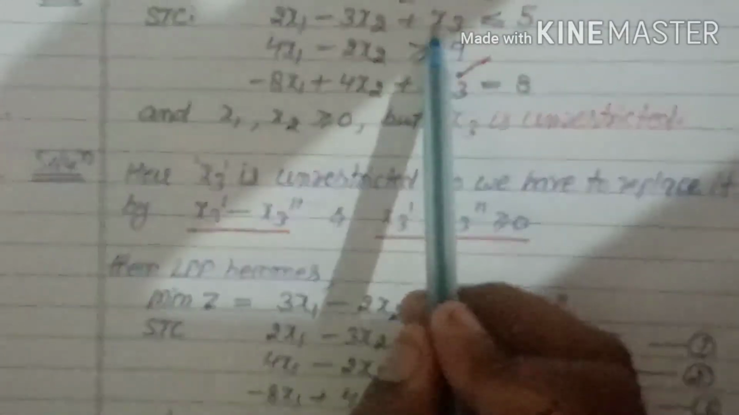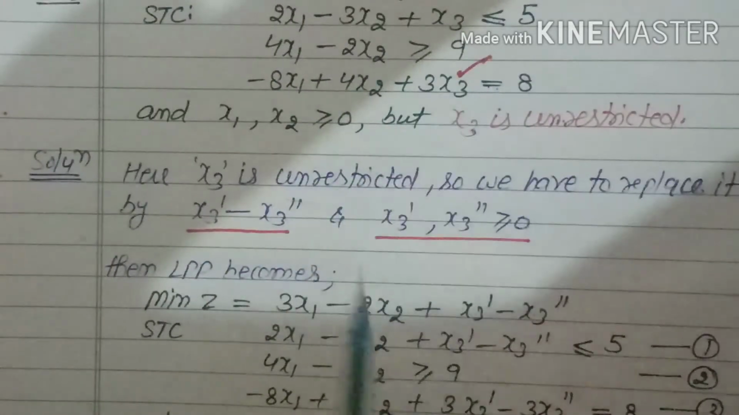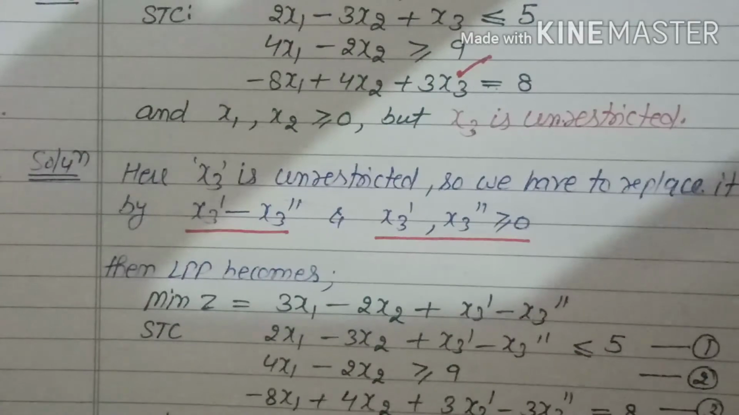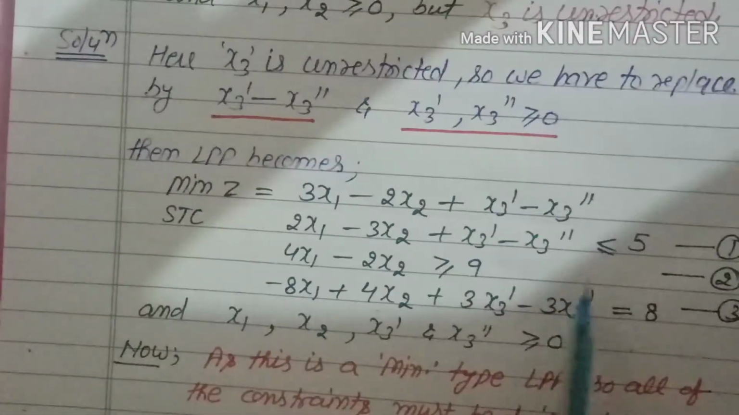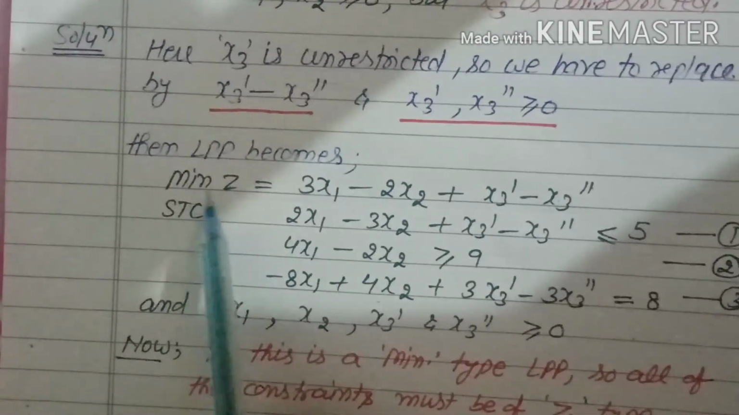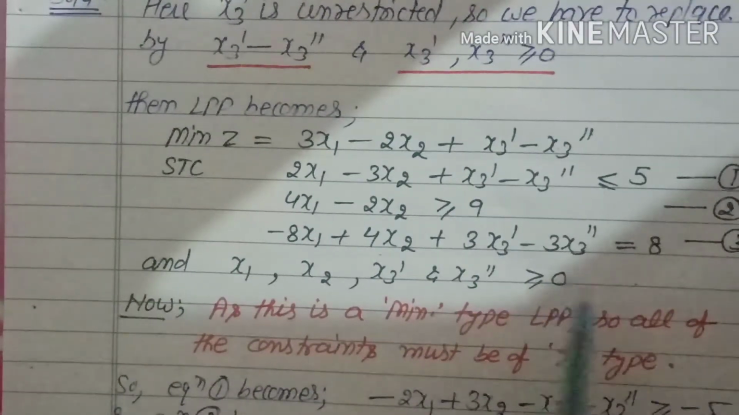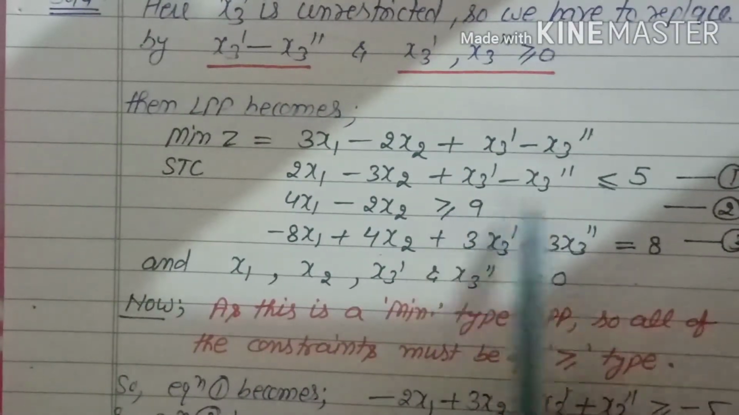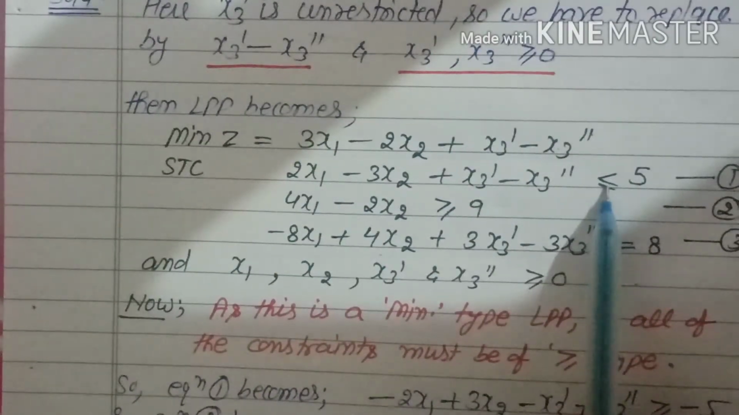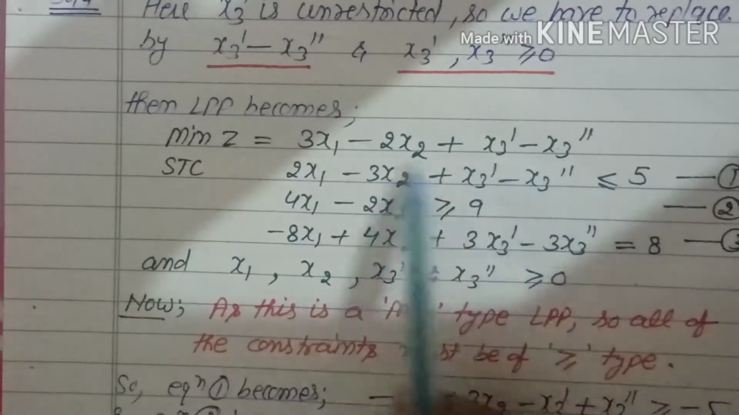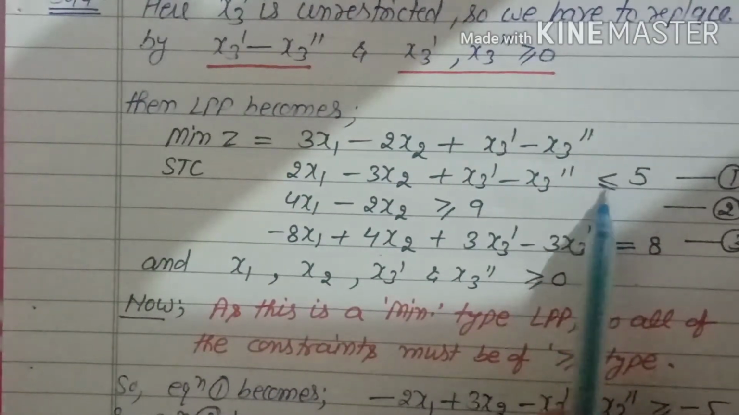Similarly we have to change this equation and this equation, but as there is no x3 here, there will be no change in this equation. Now after changing the x3 variable, we have to check the objective function. Here the objective function is of minimization type, so all the constraints must be of greater than or equal to type in the standard LPP. The first equation has a less than or equal to symbol, so we have to multiply it by minus 1 so that the symbol is converted to greater than or equal to type.